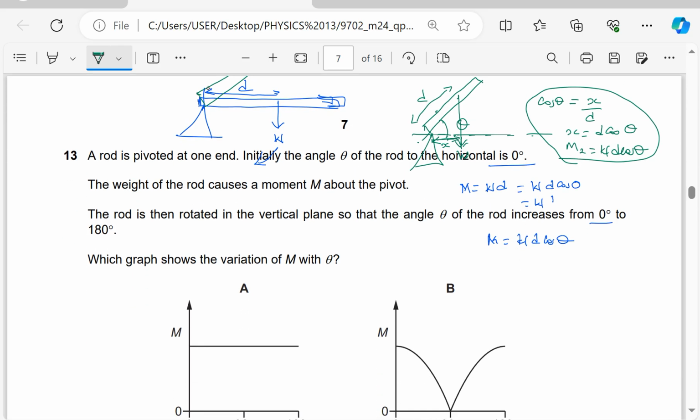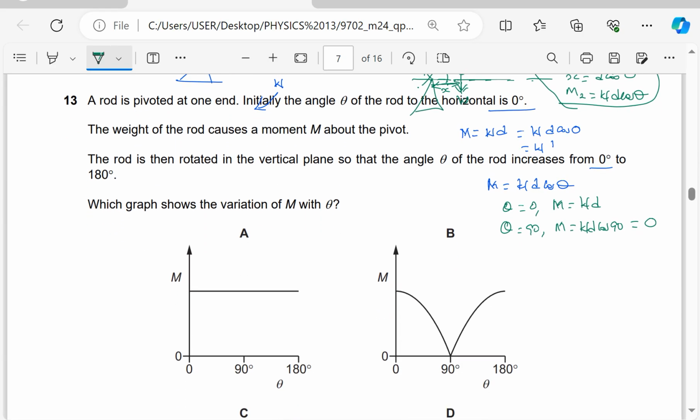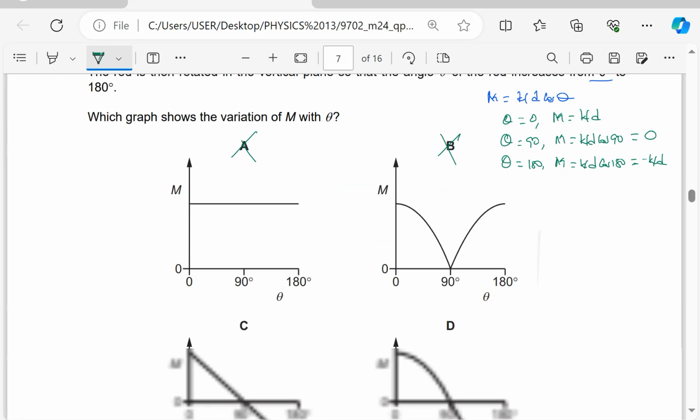So let's check. If theta equals 0, we know that M is at a maximum value, which is W times D. Then we can also check if theta equals 90 degrees. Of course, M is going to be W D cos 90, which gives us 0. Since it's moved up to 180, we can check if theta equals 180 degrees. So M is going to be W D cos 180. Of course, cos 180 is -1, so this is going to be negative W D, which means our graph crosses the x-axis. So A is wrong, B is wrong.